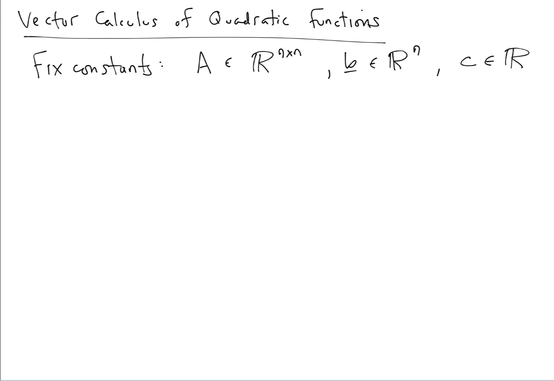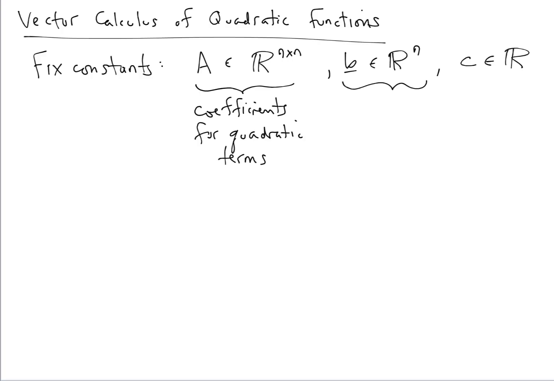A will give us the coefficients for the quadratic terms, B will give us the coefficients for the linear terms, and C gives us an intercept, or just a constant.